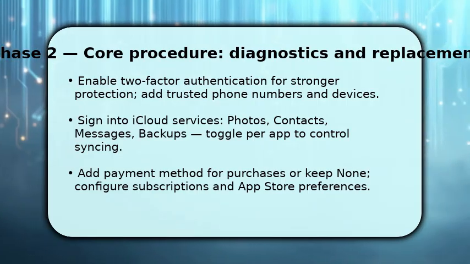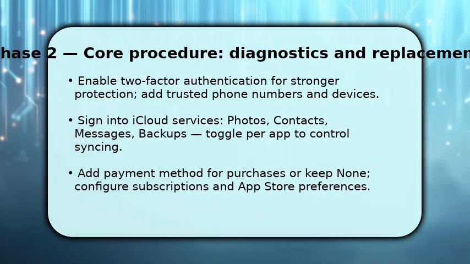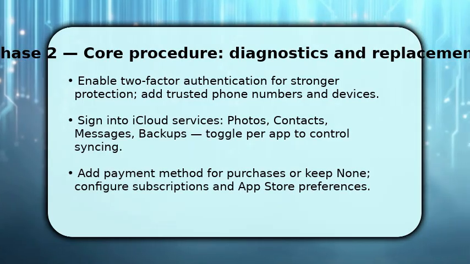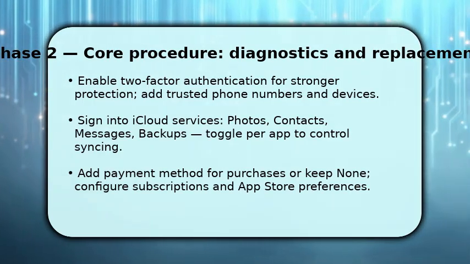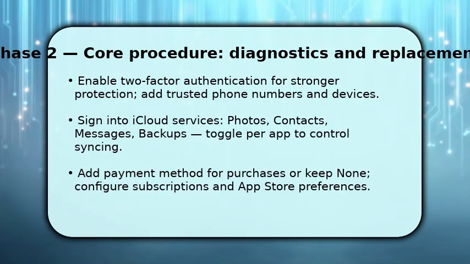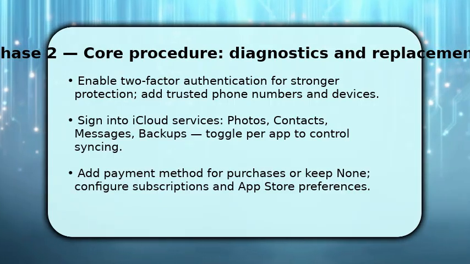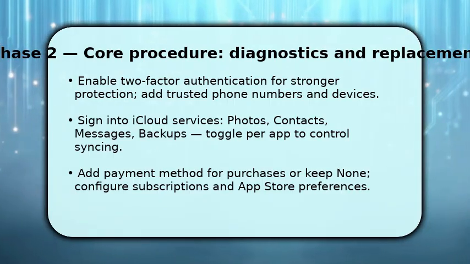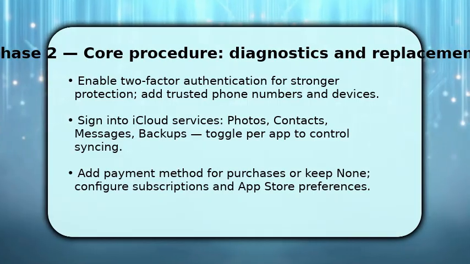Next, sign into iCloud and choose which apps sync: Photos, contacts, calendars, messages, and iCloud backup. Those sync settings determine what gets stored and restored. Then, add a payment method if you plan to buy apps or subscriptions, or leave it blank to avoid charges.